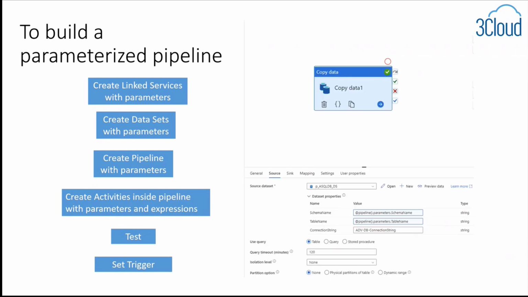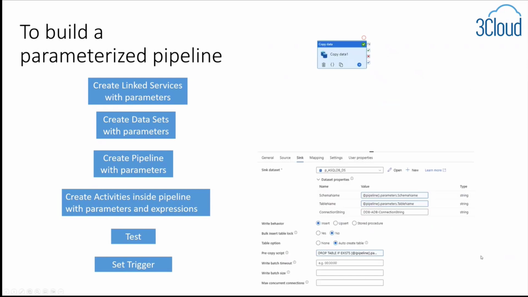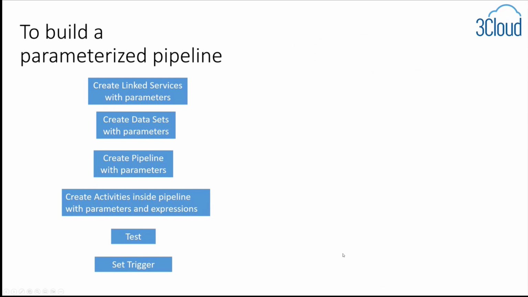I think something's out of order here, but let me go back to that a little bit later. But yeah, so this is what you're going to see. And in the sink, we're going to see the schema name, the table name, and then the connection string here. And just notice the pre-copy script here, that needs to be changed a tiny bit.